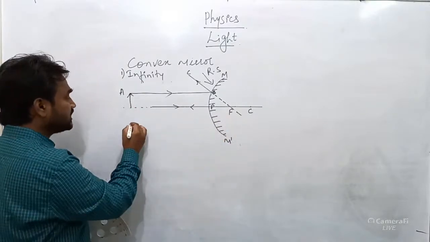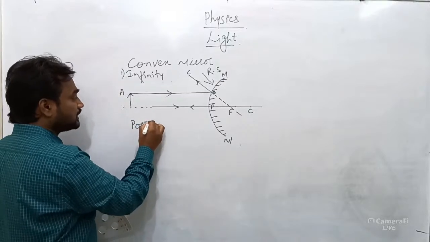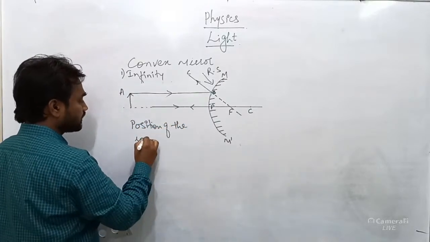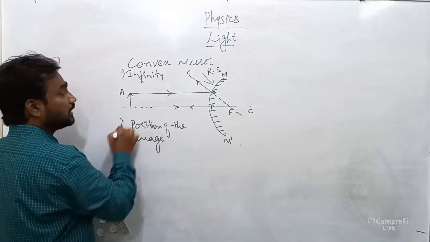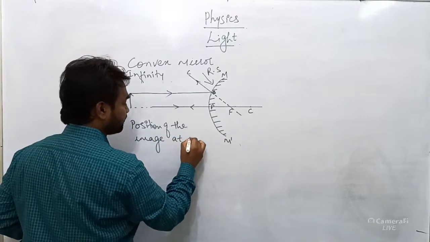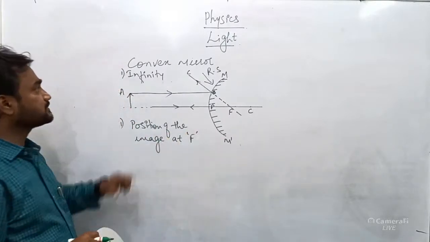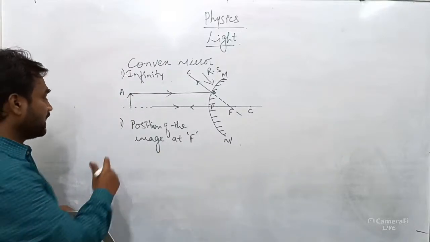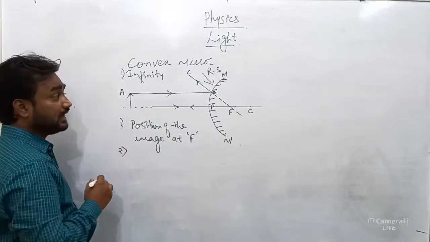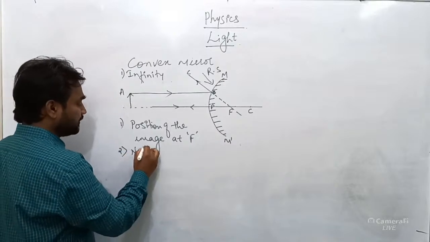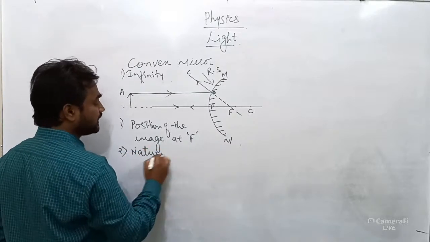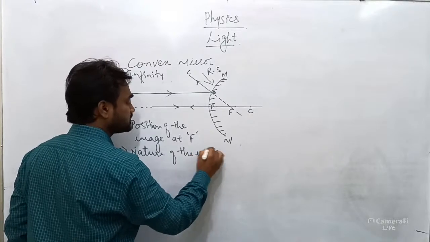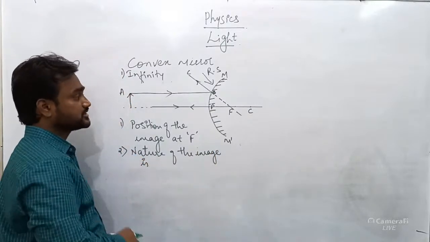That means the position of the image is at F. When the object is placed at infinity, the image is formed at F. And if you find the nature of the image, where is the image formed? The nature of the image formed is, you could see here.